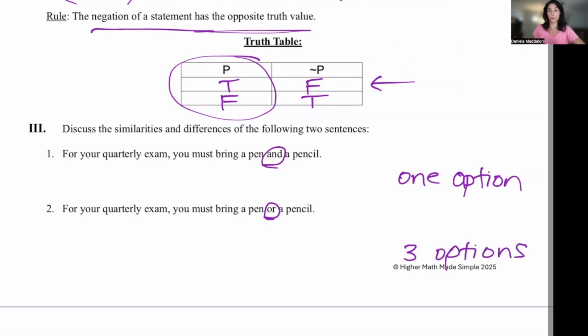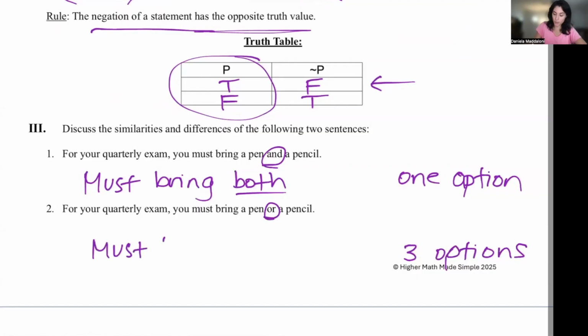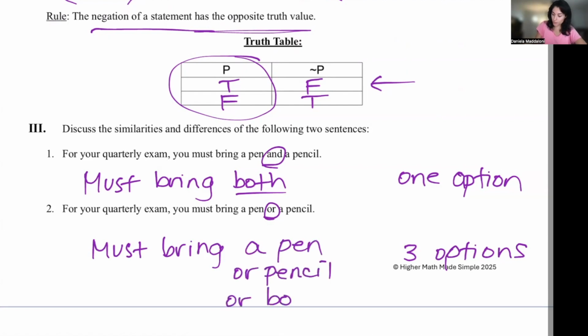I mean by truth. If your teacher says you must bring a pen and a pencil, that means you have to bring both. You must bring both. As opposed to if your teacher says bring a pen or a pencil, where your 3 options are you either must bring a pen or a pencil, or you could even bring both. Those are the 3 options that have to be true.